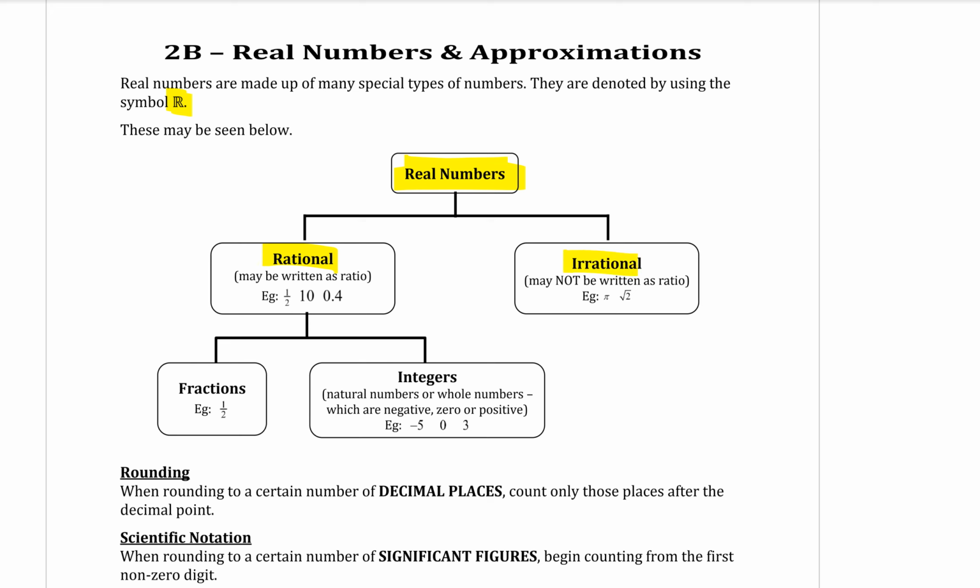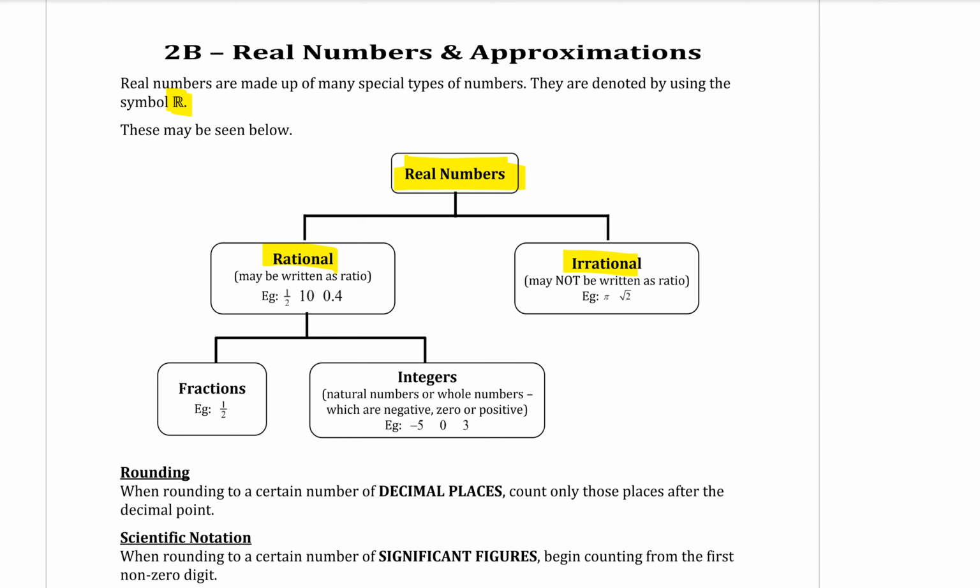So our irrational numbers are most of our surds. And I say most because technically I could say square root of 9, which looks like a surd, but because it equals a whole number, it would not be irrational, okay? So any of our surds that can't be simplified to whole numbers are irrational. Also things like pi and e, something that you're going to learn about in advanced maths, are also irrational numbers.